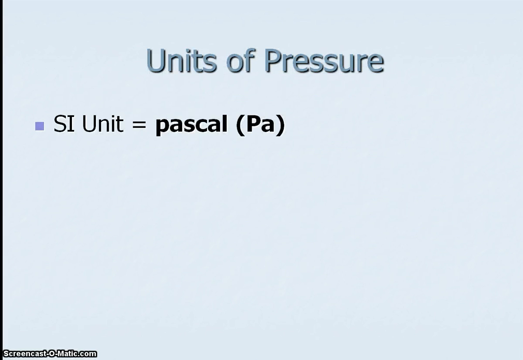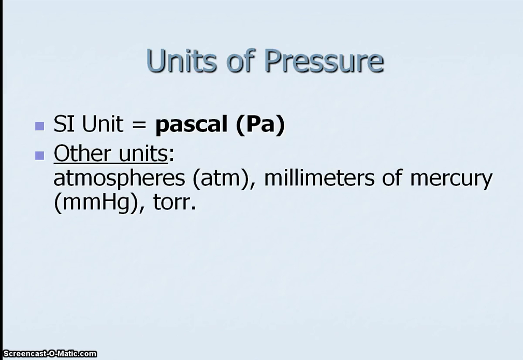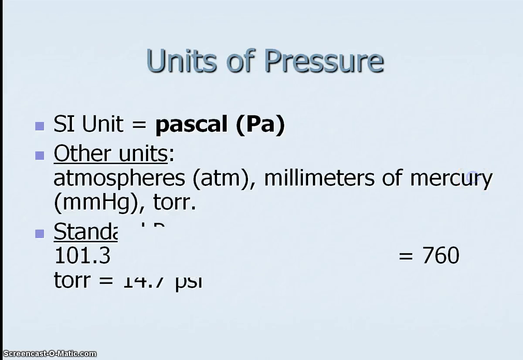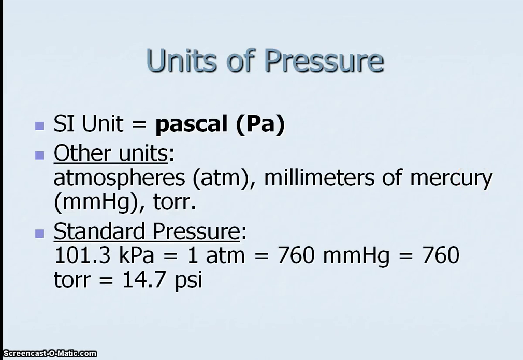The unit for pressure, the standard unit is called a Pascal, but there's actually several other different units. There's atmospheres, which is abbreviated ATM. A lot of people think that stands for atom, so make sure you don't confuse that with atom. Atmospheres is a unit of pressure. Then there's millimeters of mercury, and there's torr. These are all the standard units for pressure, so anytime you need to convert from one to another, these are all equal to each other. And these are in your reference packet as well, so you don't need to memorize them.